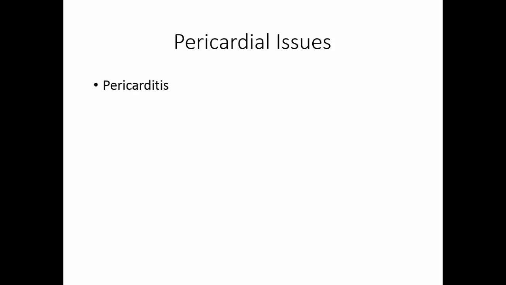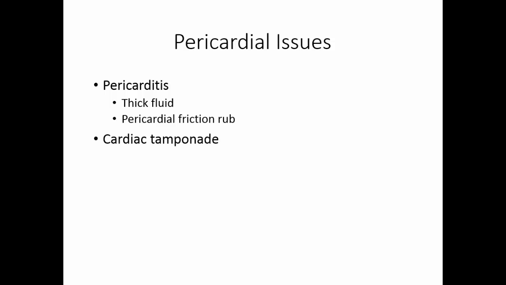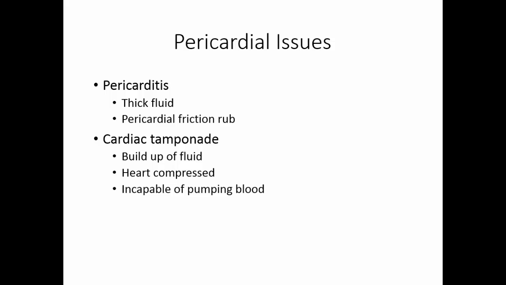The membrane can become inflamed, in which case we have something called pericarditis. Here the fluid gets very thick and sticky, and so the heart does not move freely inside the pericardium, and you will be able to hear the movement of the heart against the pericardium as something called pericardial friction rub. If the fluid becomes excessive, or if there's bleeding into the pericardium, you can have cardiac tamponade. This buildup of fluid compresses the heart, so when the heart contracts, it can't rebound and refill. This means that the heart cannot pump blood effectively.